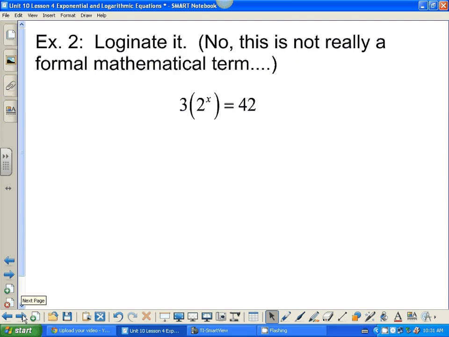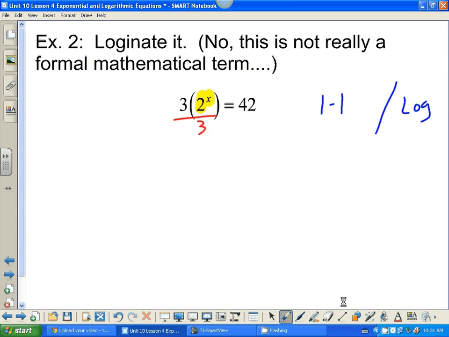Example 2, we're going to logarithmize it. And I know this is not a mathematical term, but in this problem, let's talk through. If I have choices, I can use the one-to-one property or I can use logs to solve it. Before I make any kind of decision, I need to isolate. I look at my x, that's my exponent. Its base is 2. You need to isolate that before you make any decisions.